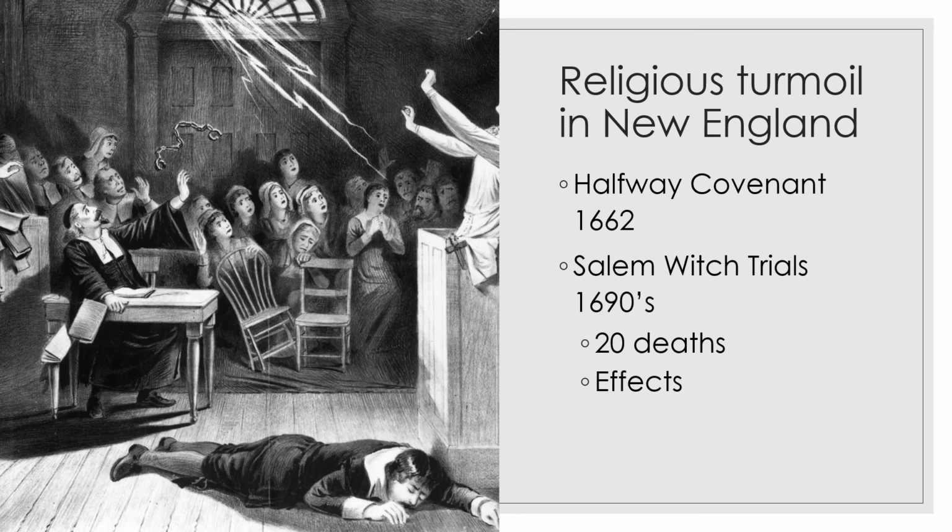Ultimately, 20 people are killed, 19 by hanging, one guy is stoned to death, and it ultimately is going to end when the governor's wife is accused. Okay, so I'm going to send you guys the link for the video, and it'll do a really good job of getting into it so you can handle everything that you need for your vocab.